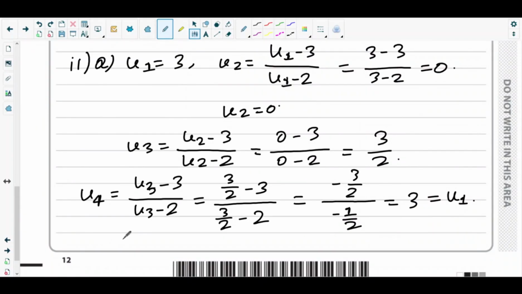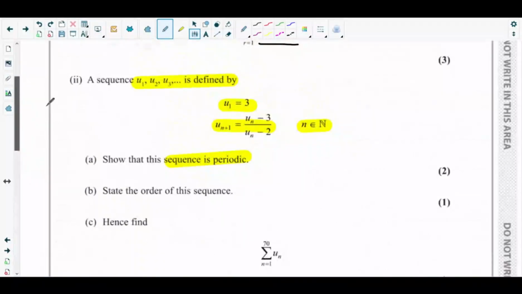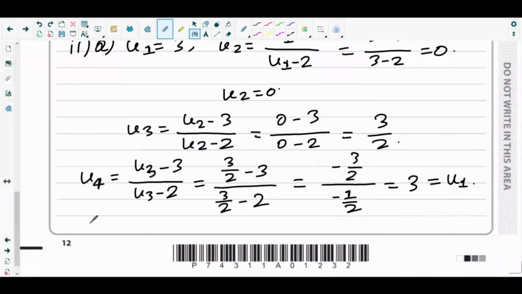u1. Fine. That means after each 3 terms, the sequence is getting repeated. Okay. So this is for how much marks? 2 marks. Okay. So hence we can say the sequence is periodic.